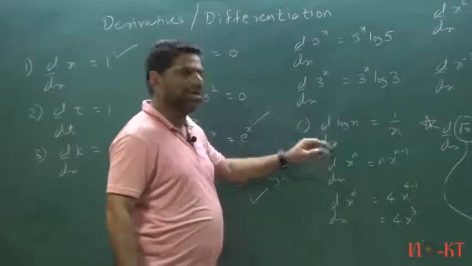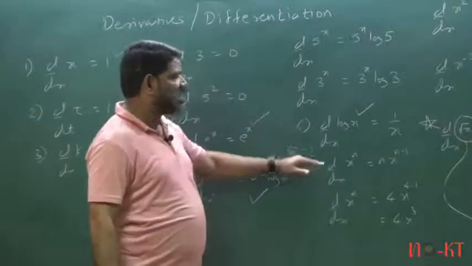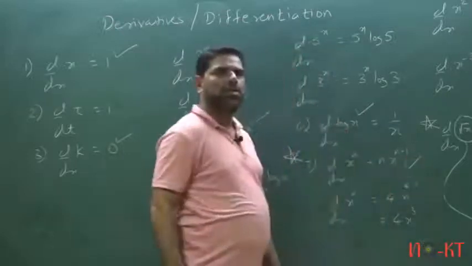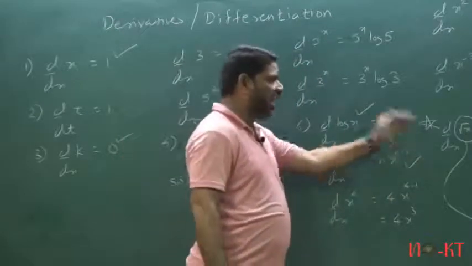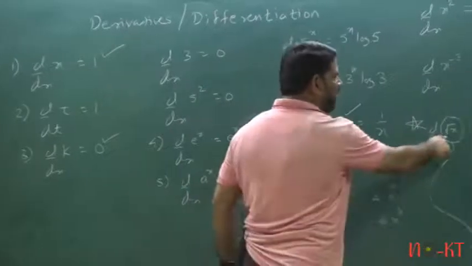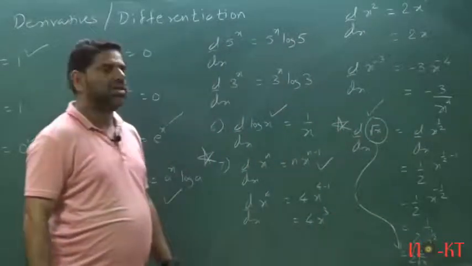So derivative of log x. What is that? It is 1 by x. Derivative of x raised to n. What is that? n into x raised to n minus 1. And finally, we derived, or you can say we just found out, the derivative of root x, which is directly 1 by 2 root x. So this is how we have got these formulas.